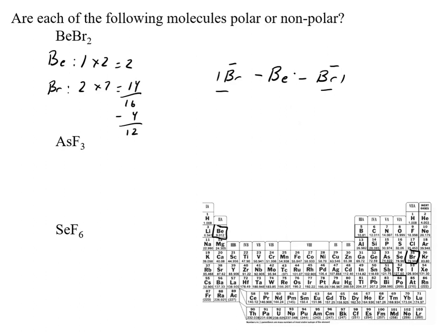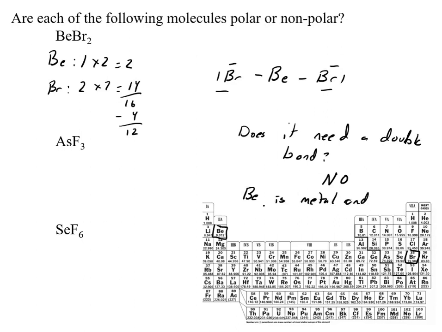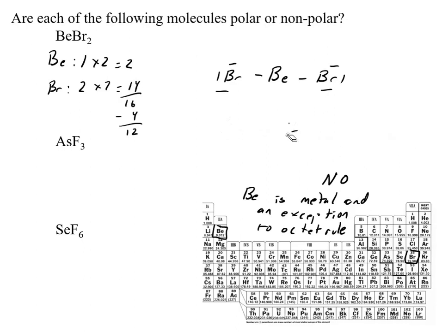Okay. Now, beryllium only sees 4. Do I need to do a double bond? No. Be is a metal and an exception to the octet rule. So it does not need a double bond, because the beryllium is a metal and an exception to the octet rule. Okay, so right now that should give me enough room.